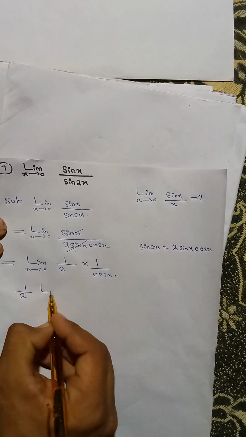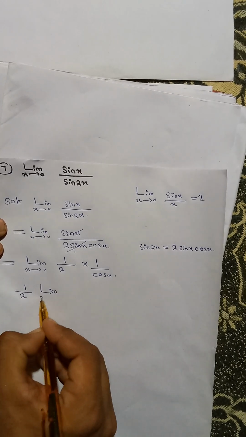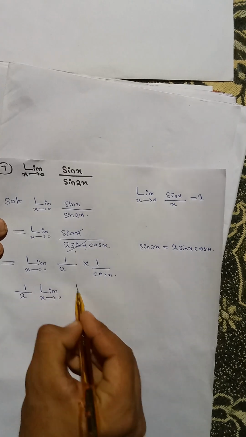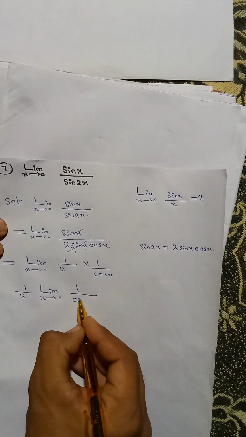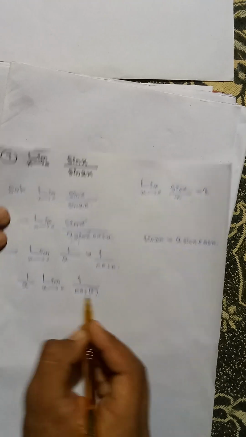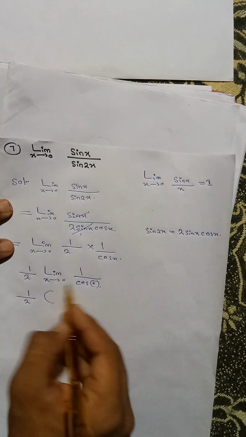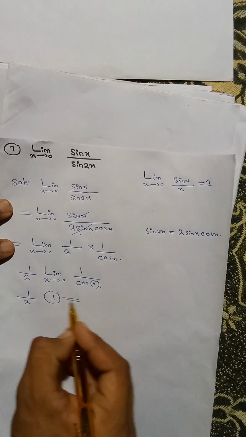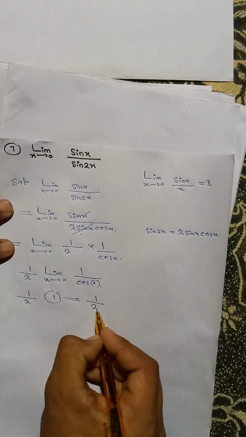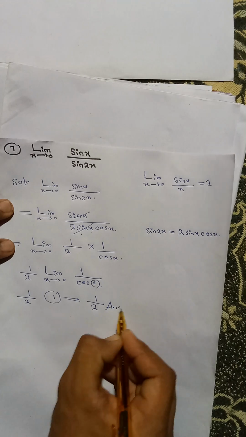1 over 2 limit x tending to 0 1 over cos 0. So it becomes 1 over 2 into cos 0 is 1, so it is 1 by 2. That is our final answer.